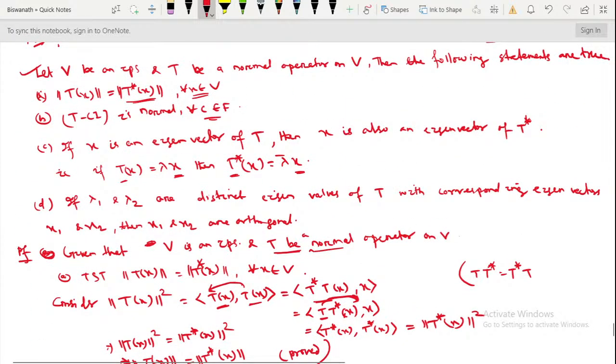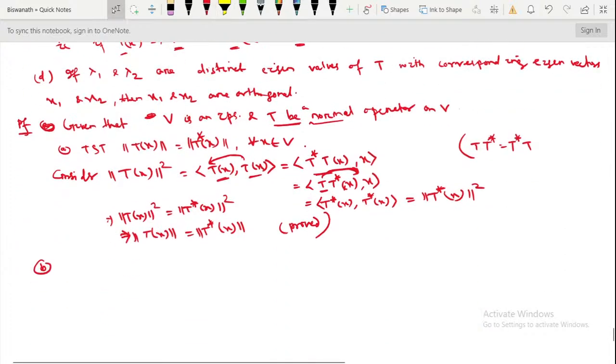What you have to show in the second bit? T minus cI is normal, where c is any scalar. The given thing is V is an inner product space and T is a normal operator on V. So these things are given to you, and you have to show T minus cI is normal for all c belonging to the scalar field. Whatever may be the c, I have to show that T minus cI is normal.